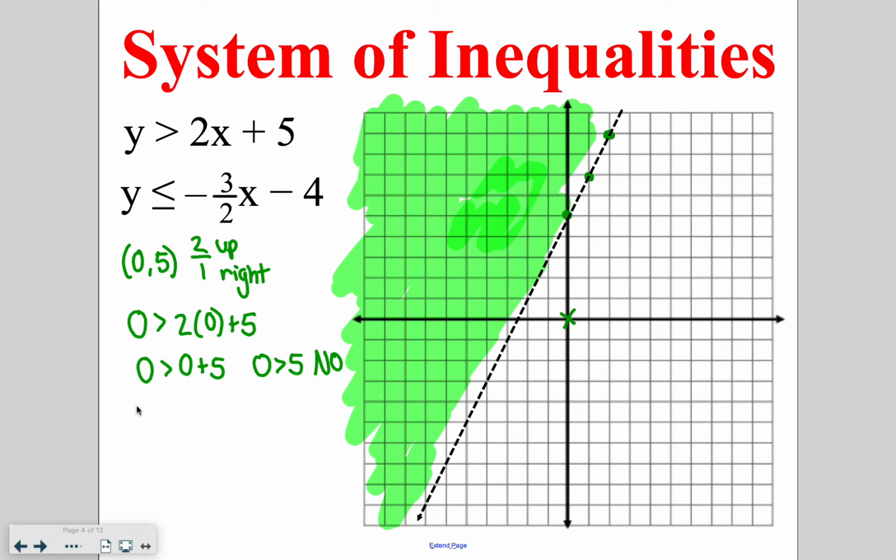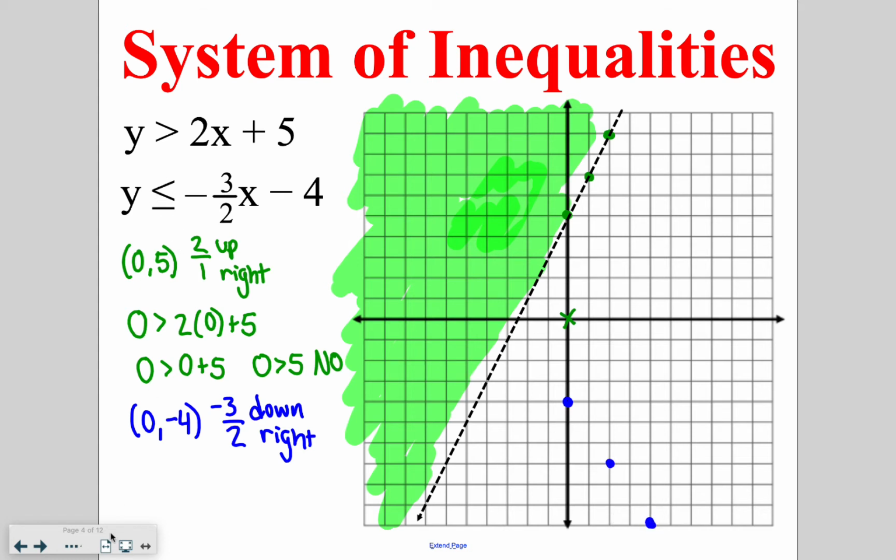So I'm going to pick out my y-intercept at 0, negative 4, and pick out my slope, which is negative 3 over 2, which is going to be down 3 and right 2. So I'm going to put my y-intercept at 0, 1, 2, 3, negative 4. And then I'm going to go down 1, 2, 3 and right 1, 2. And I can do that again, down 3 and right 2.